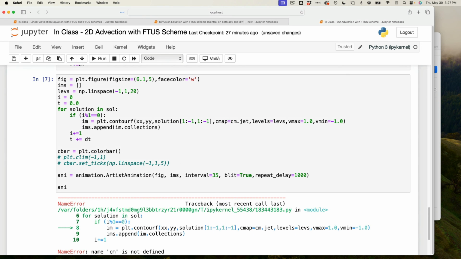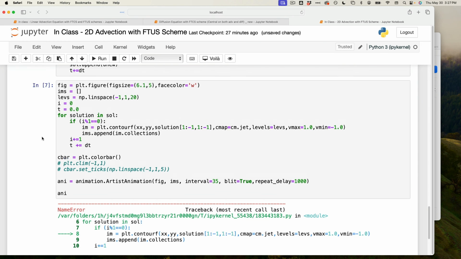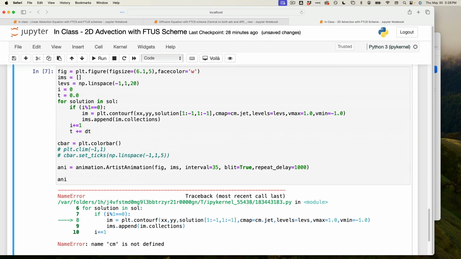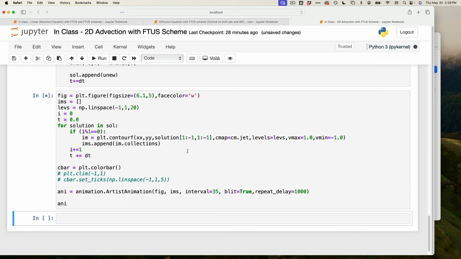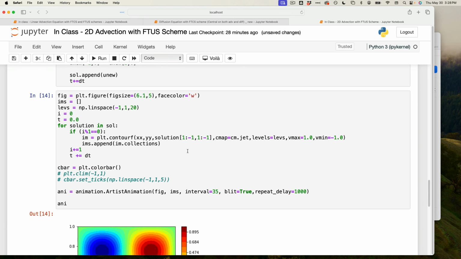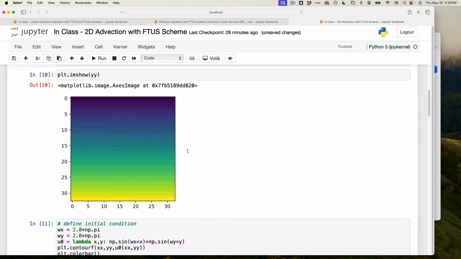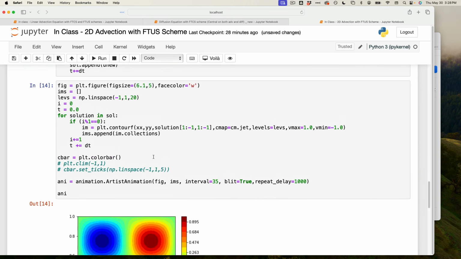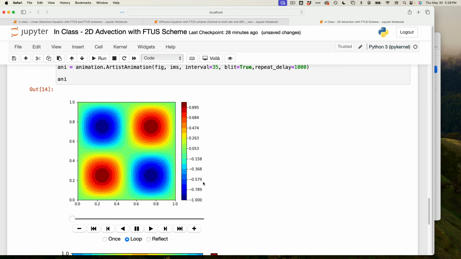CM is undefined. Oh, yes, I need to import the color map thing. Okay, add this to your boilerplate. From matplotlib, import CM. CM is color map. Okay, so we'll run this again. From matplotlib, import CM. It's right here. Just CM. Okay, I will send you this so you can implement it. But okay, this looks correct, at least the initial condition.